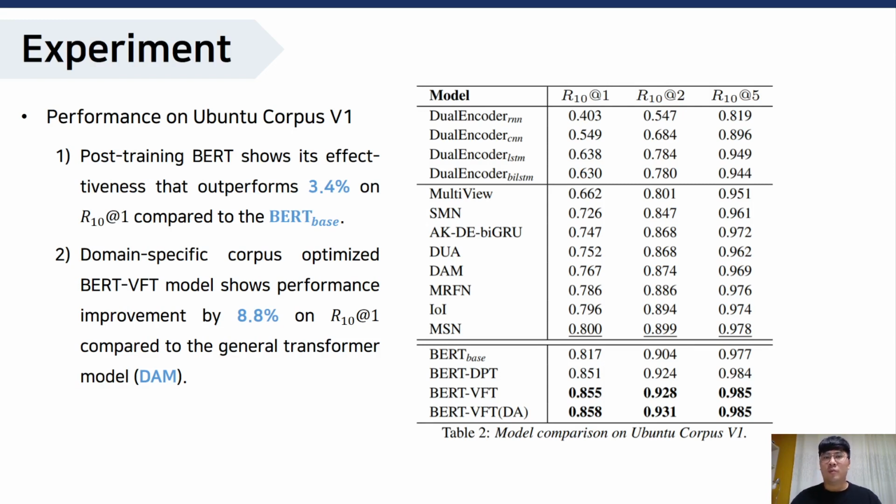In Ubuntu Corpus version 1, post-training BERT shows its effectiveness, outperforming the BERT-base model by 3.4% on R_10@1. The domain-specific corpus optimized BERT-VFT model shows a performance improvement of 8.8% on R_10@1 compared to the general transformer model, DAM.